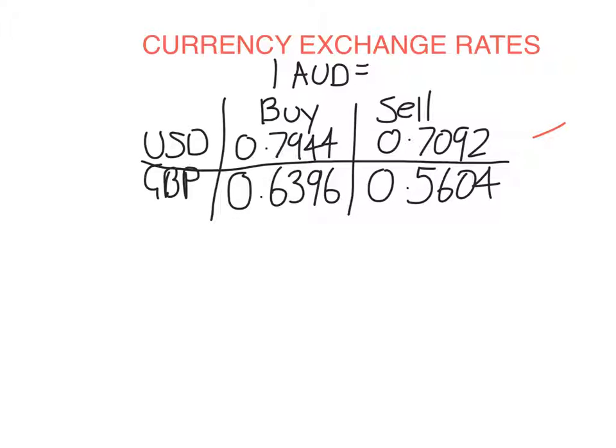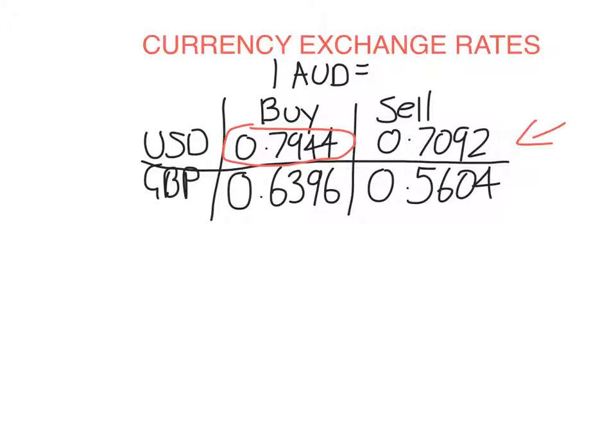So if we look at this table here, I've compared the Australian dollar to two currencies on the day I made this video. USD means US dollars, GBP means pounds in Great Britain, and one AUD means one Australian dollar. So this number here means that one Australian dollar buys 79.44 US cents, or $0.7944. Now I'm going to explain what buy and sell mean, the difference between them, later in the video. But firstly, we're just going to do some basic calculations.